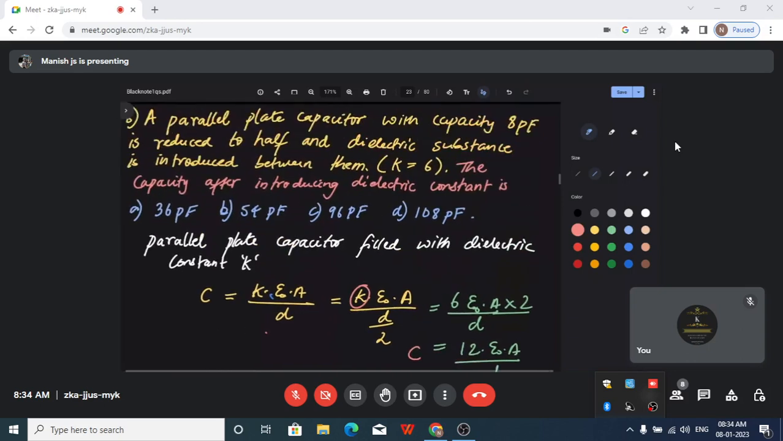In the question they have mentioned that the distance between the plates is being reduced to half. Yes sir, only the distance between the plates.